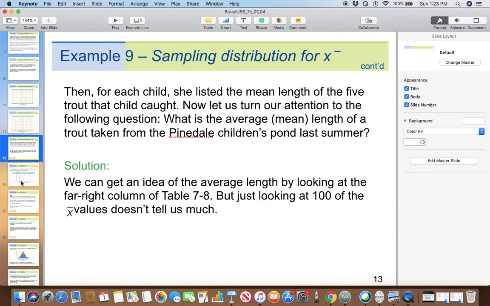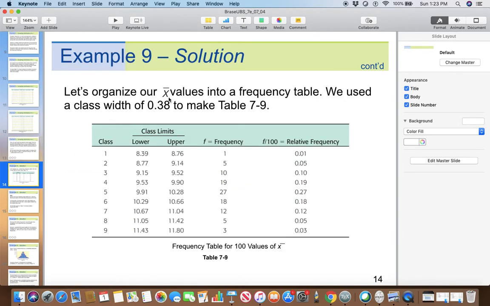Don't tell us much. So let's organize our X bar values into a frequency table. We have used a class width of 0.38. That's the choice they have made to fit everything in 9 classes, from the lowest to the highest lengths, and then used frequency to find relative frequency.